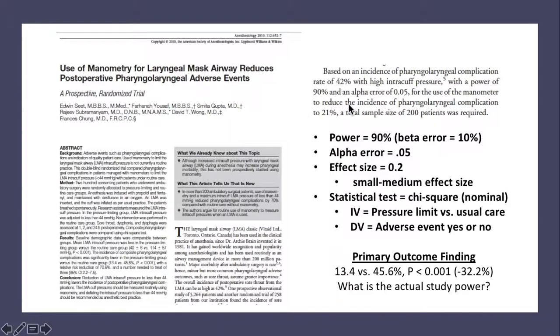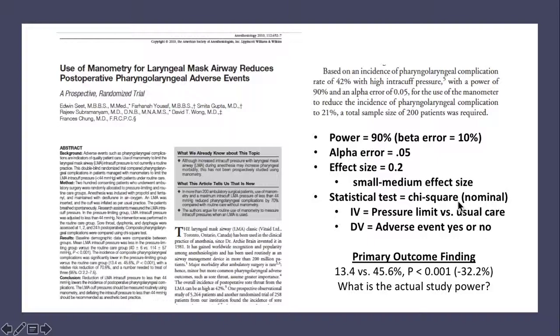And they were looking at reducing the rate of complications from 42% to 21%. So they were looking at a 21% difference in outcomes between the groups. They estimated they would need 200 patients total, or 100 patients per group. So power was 90%, the beta error was 10%, so they need a larger sample size. The p-value 0.05 and their effect size, excuse me, was a small to medium effect size.